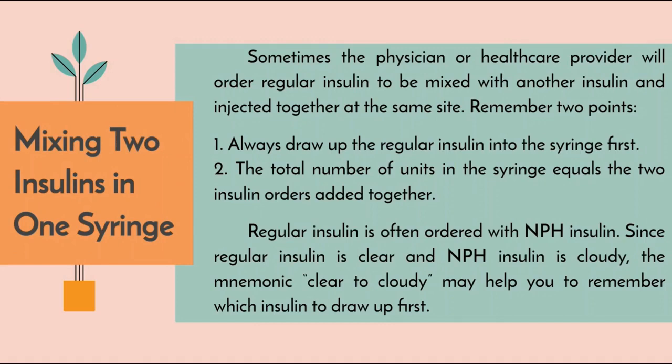Mixing two insulins in one syringe. Sometimes the physician or healthcare provider will order regular insulin to be mixed with another insulin and injected together at the same site. If this happens, remember 2 points. First, always draw up the regular insulin into the syringe first. Second, the total number of units in the syringe equals the two insulin orders added together. Regular insulin is often ordered with NPH insulin. Since regular insulin is clear and NPH insulin is cloudy, the mnemonic clear to cloudy may help you to remember which insulin to draw up first.